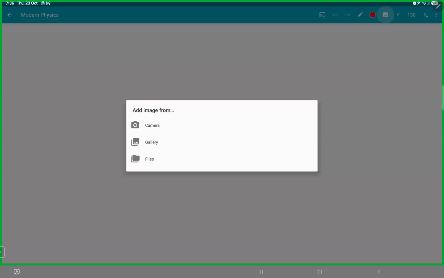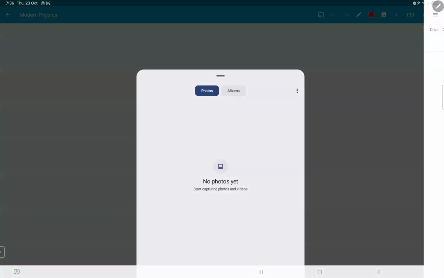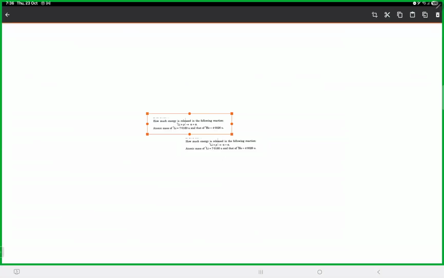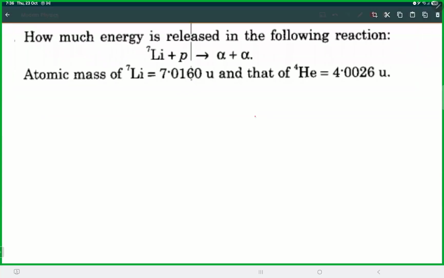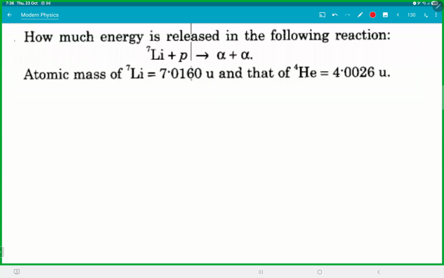Let's see one more like this. This time you guys just write the equation. Just write the equation. We'll not simplify this. Lithium plus proton gives you 2 alpha particles. Just find the mass defect. If you get the mass defect, you can multiply by 931.5, you'll get the energy released. All that part is fine. The headache is always the calculation only.